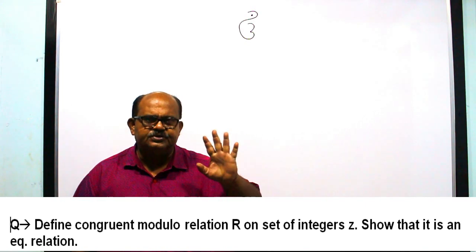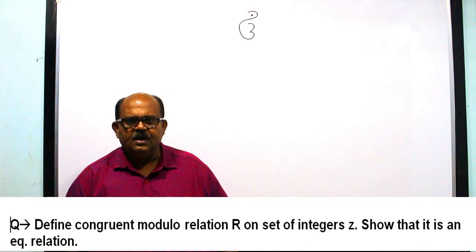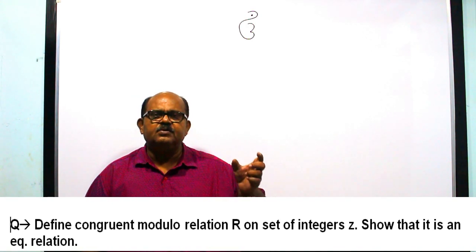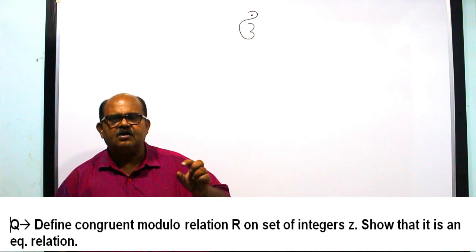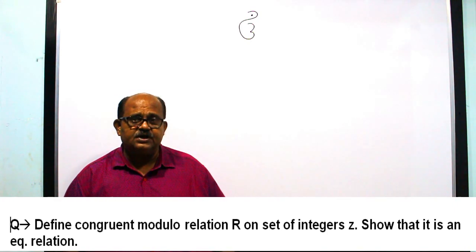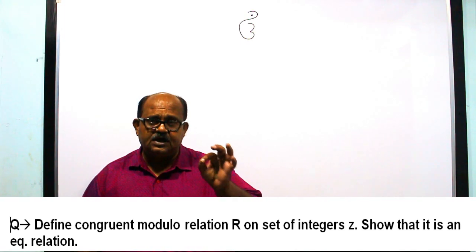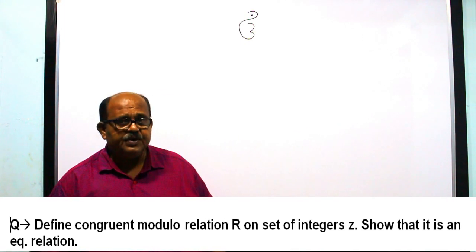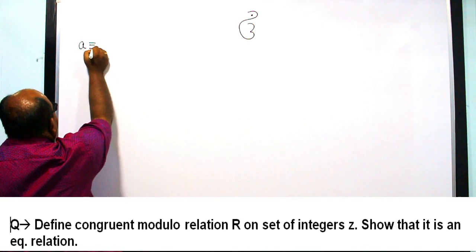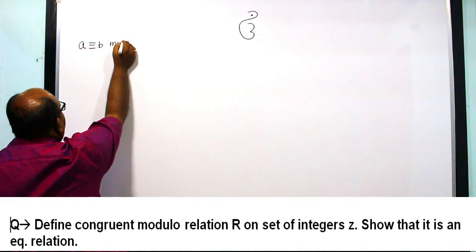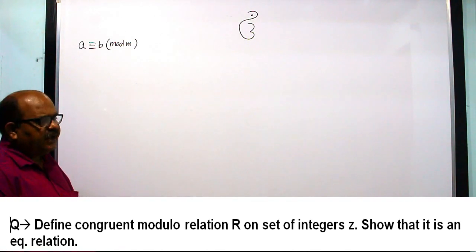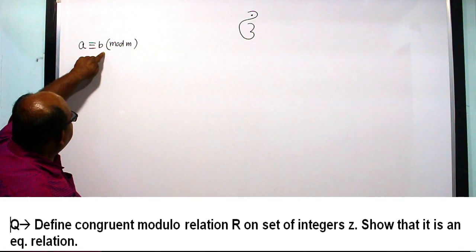Pause the video and write the note, students. Now a very important relation, a very important question asked in plus 2 science exam repeatedly many times, is based on a special relation that is congruence modulo relation on the set of integers. This is a very special relation which is called congruence modulo relation on the set of integers. How is it written? It is written as A, this symbol, B mod M.